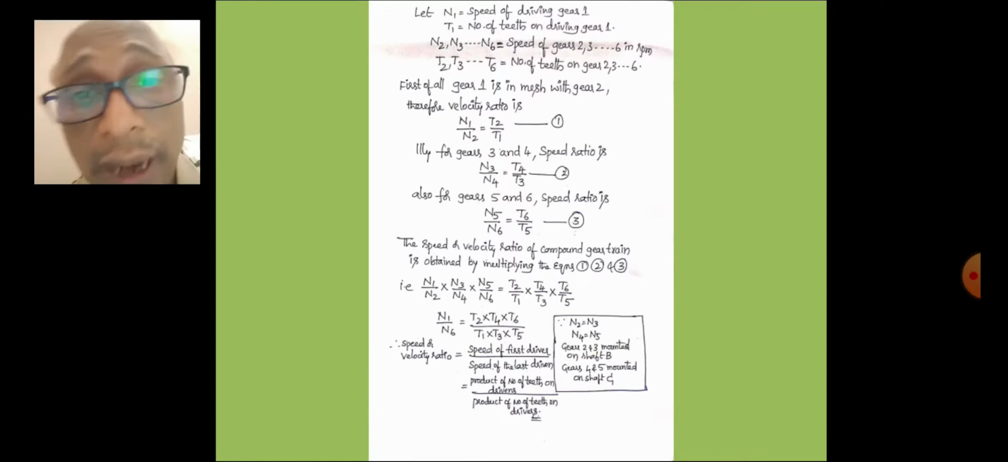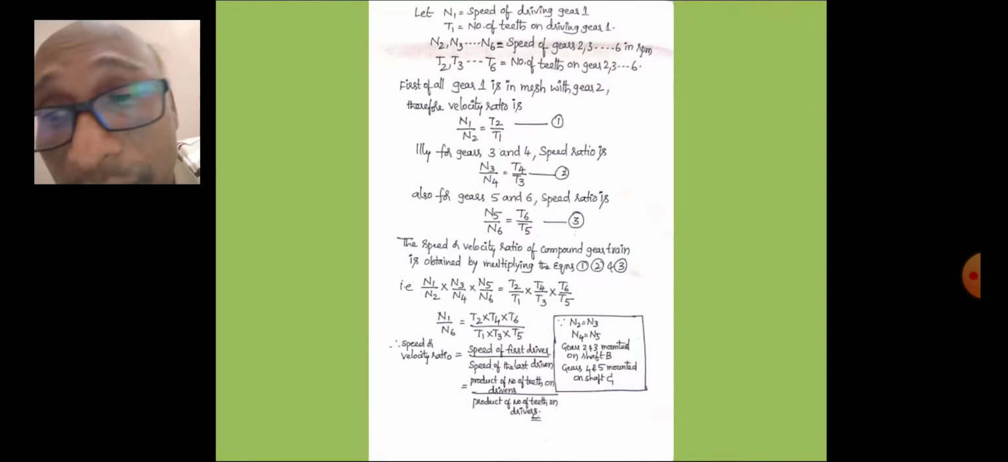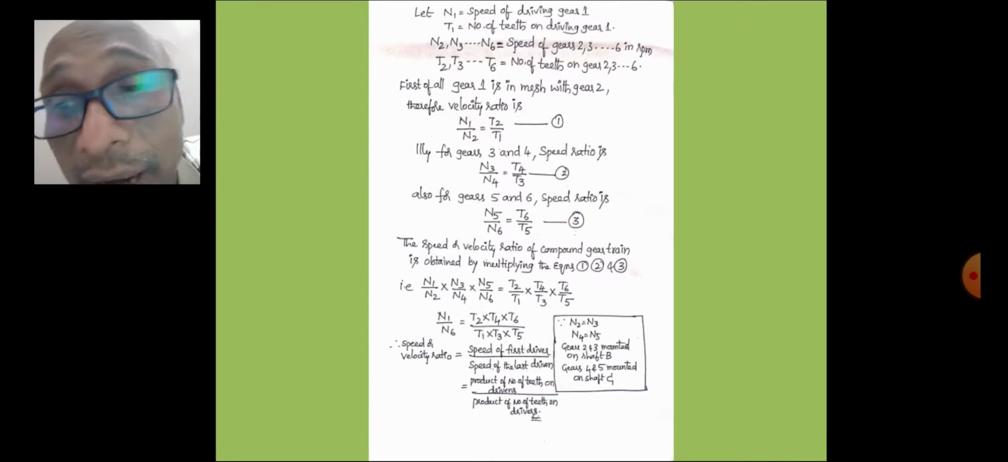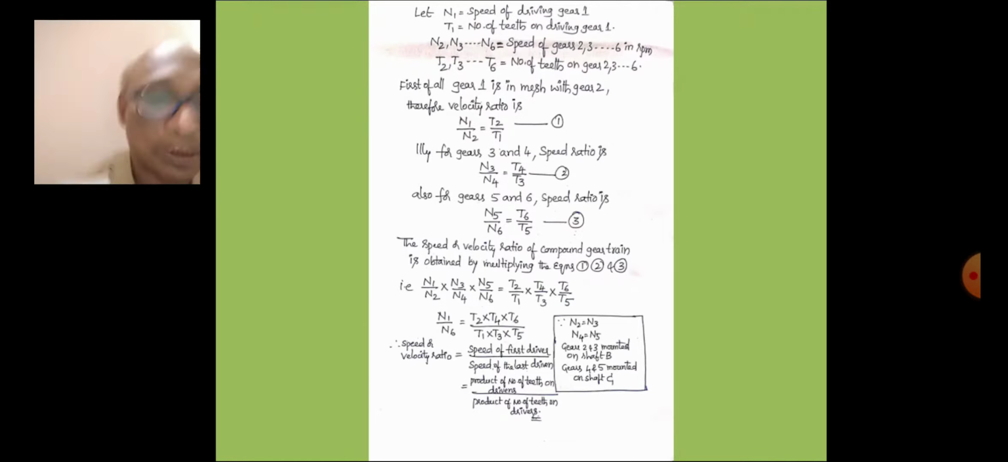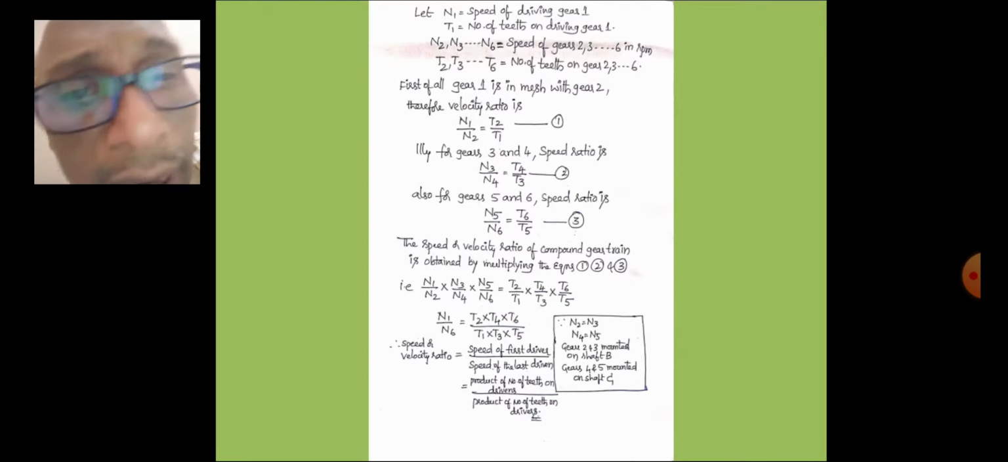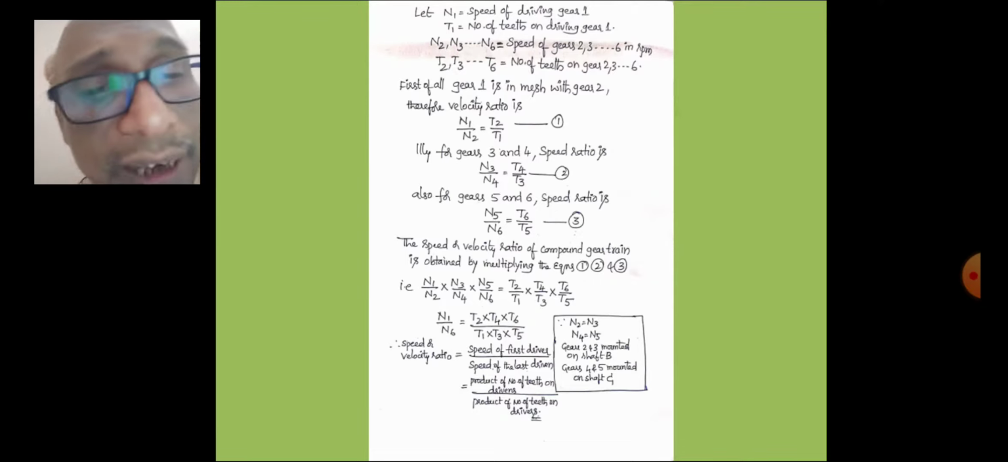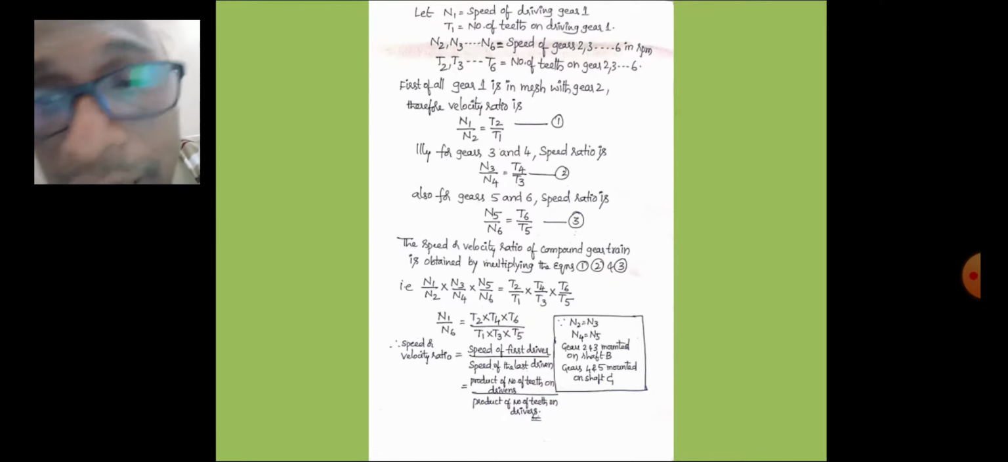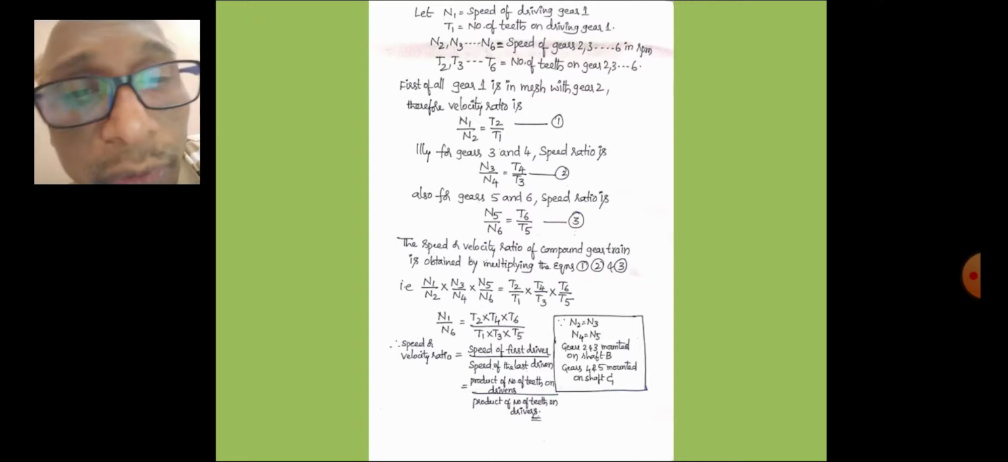Now let us consider N1 is the speed of the driver, or gear 1. T1 is the number of teeth on the driving gear 1. Like that, N2, N3, N4, N5, N6 are the speeds of the respective gears 2, 3, 4, 5 and 6 in revolutions per minute. T2, T3, T4, T5, T6 are the numbers of teeth on gears 2, 3, 4, 5 and 6.